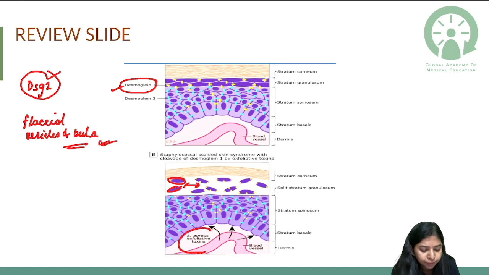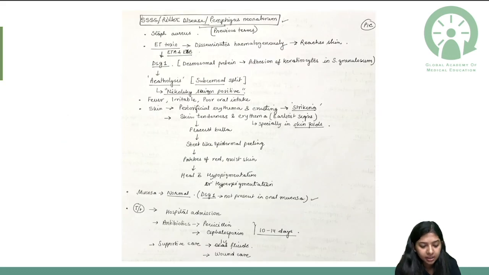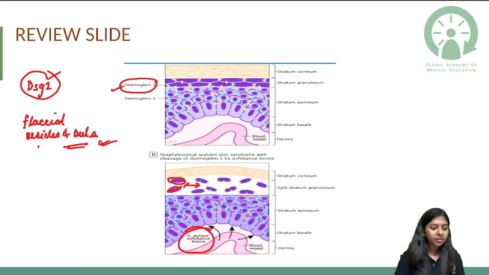So here the Staph aureus toxin is disseminating from the blood vessels into the skin, and it is cleaving the desmoglein, which is why there is presence of spaces. These spaces are occupied by fluid, and because the covering is only of corneum, you get vesicles and bulla which are flaccid in nature, right? So what you get is flaccid bulla, and of course this is going to peel off, right?